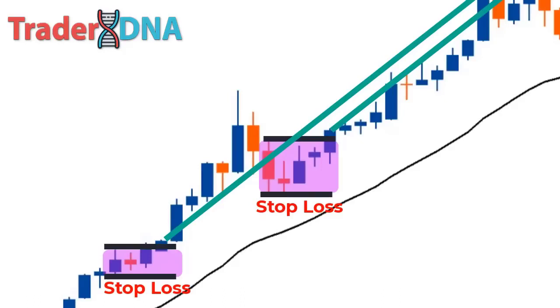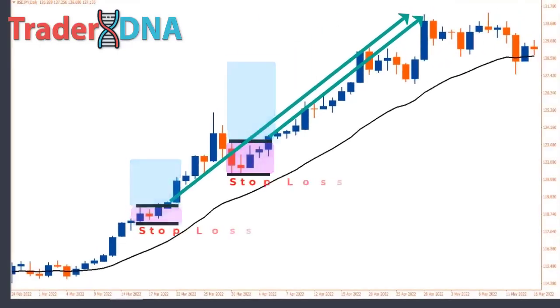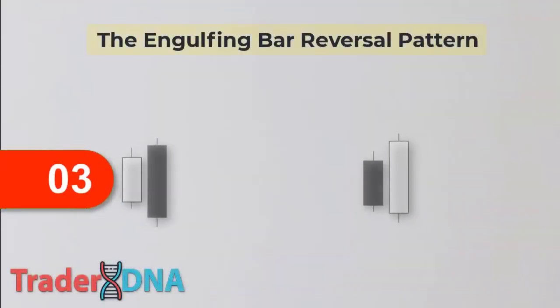Using the stop as a benchmark, traders can use this stop distance to expand by a factor of 2 to realize the take profit or limit level. This creates a 1-to-2 risk-reward ratio in line with responsible risk management. Fibonacci extensions may also be utilized as a limit forecast. Number 3. The engulfing bar reversal pattern.